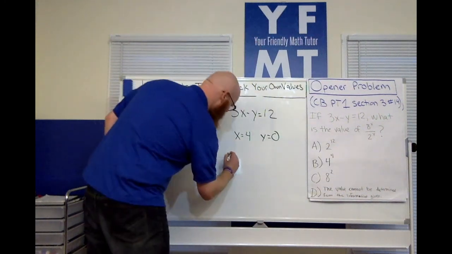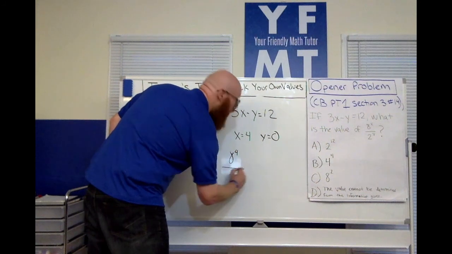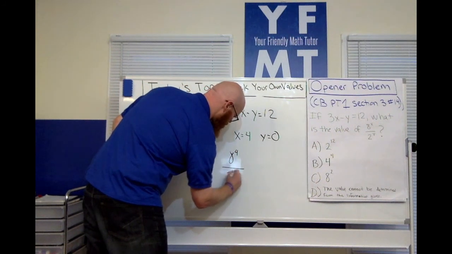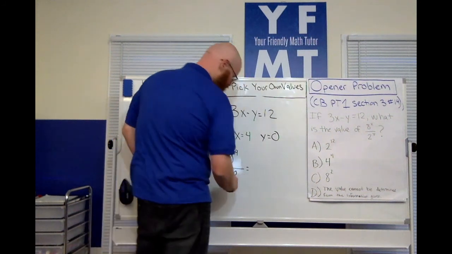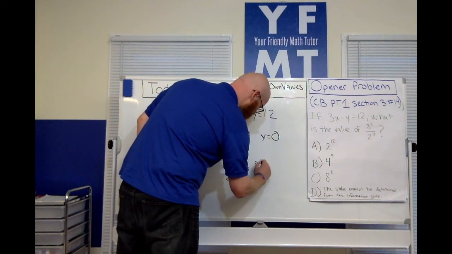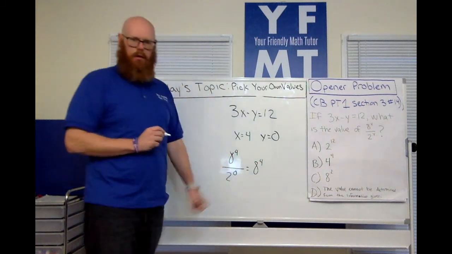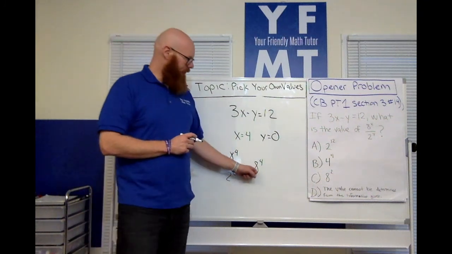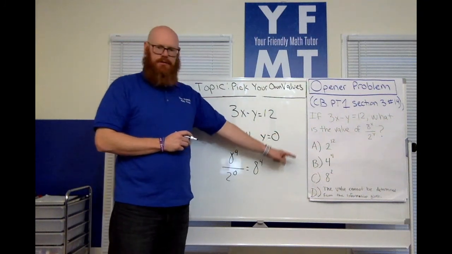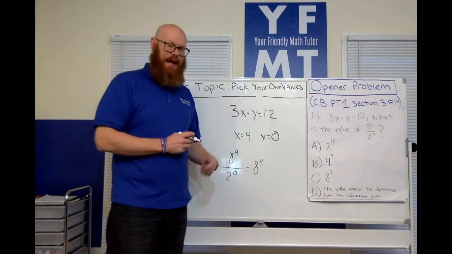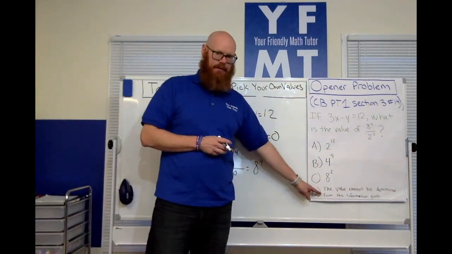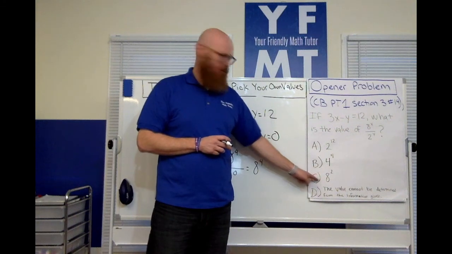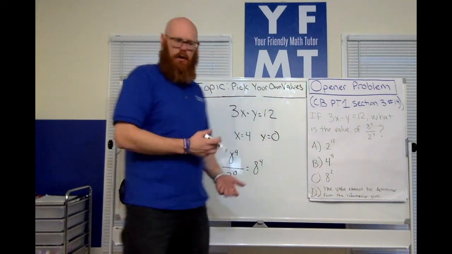So I've got 8 to the 4th over 2 to the 0, which is just 8 to the 4th, because 2 to the 0 is 1. Anything to the 0 power is 1. So therefore, I've got 8 to the 4th. Well, that answer is not there, but it is an answer, so it certainly can be determined. It's definitely not 8 squared, so it's either A or B, but still, we can keep going.